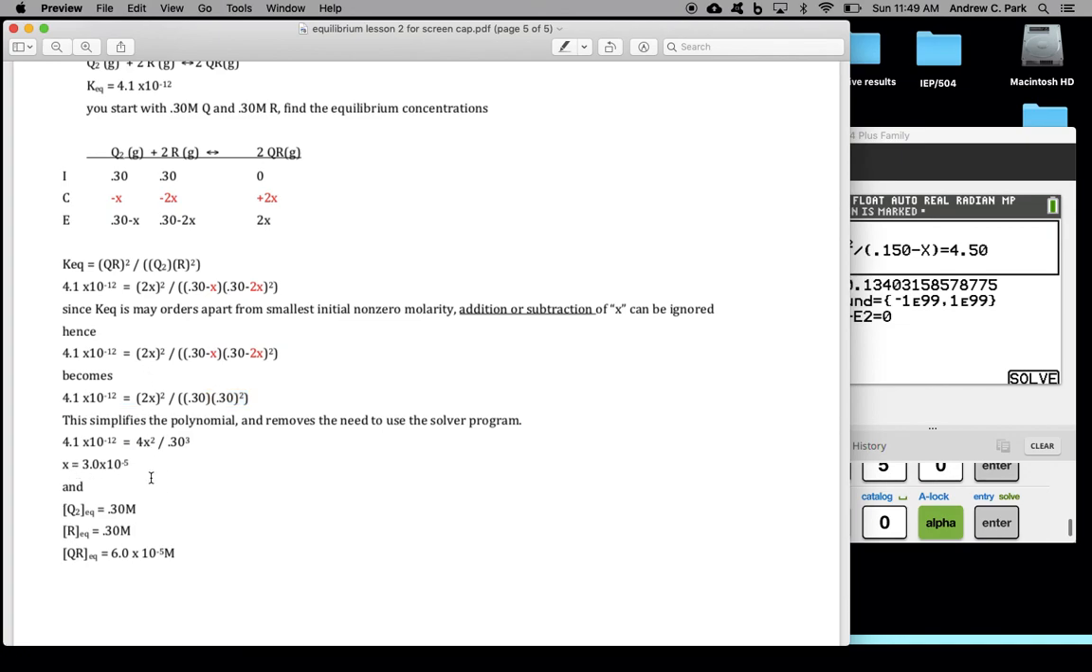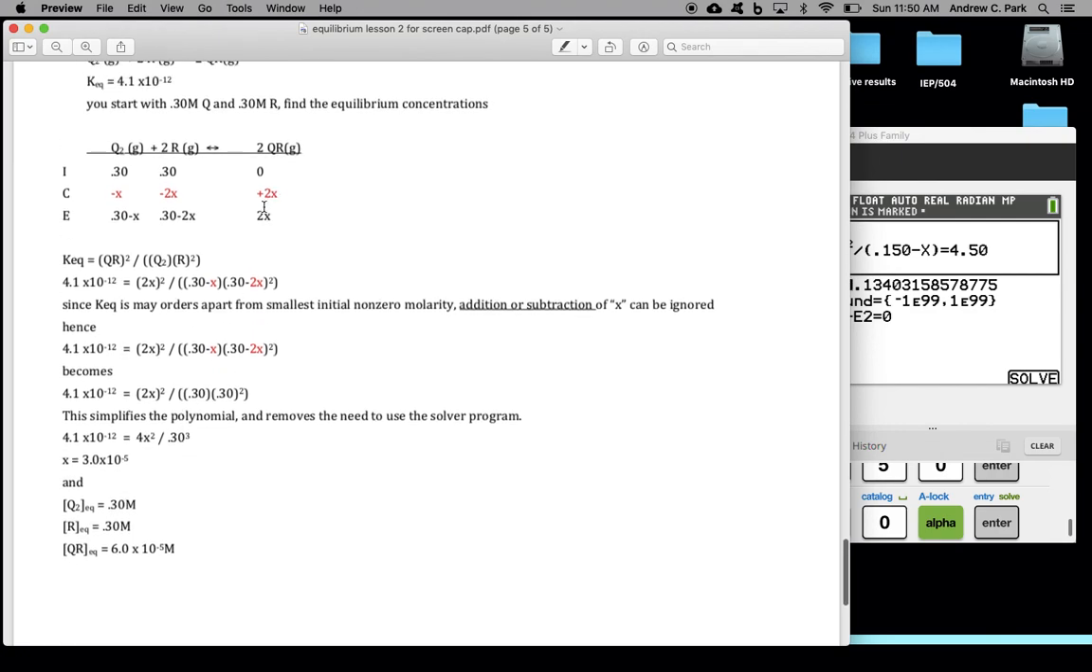And again, to check to see if this was okay to do, look up here. When I subtracted 3 times 10 to the negative 5th, this number here, 0.30, would have become 0.29995, but after rounding, it would still have been 0.30. So this is totally acceptable. Now, we do need a value on this side, so the value of R at equilibrium is going to be 2 times the value of x. And that's how we get 6 times 10 to the negative 5th.